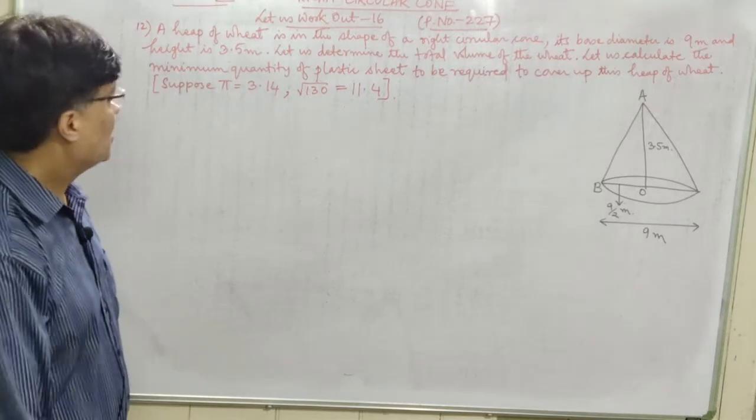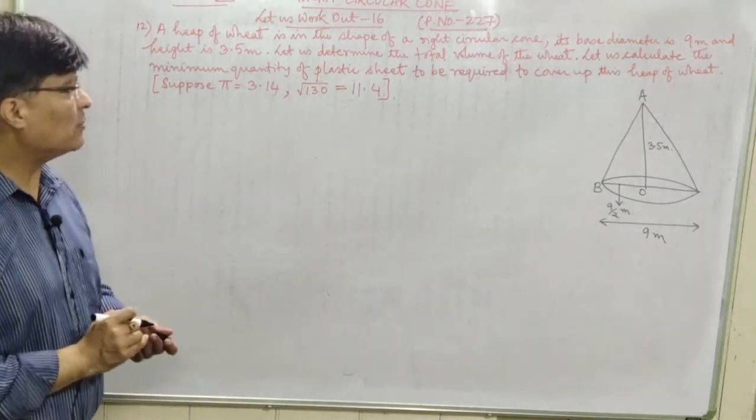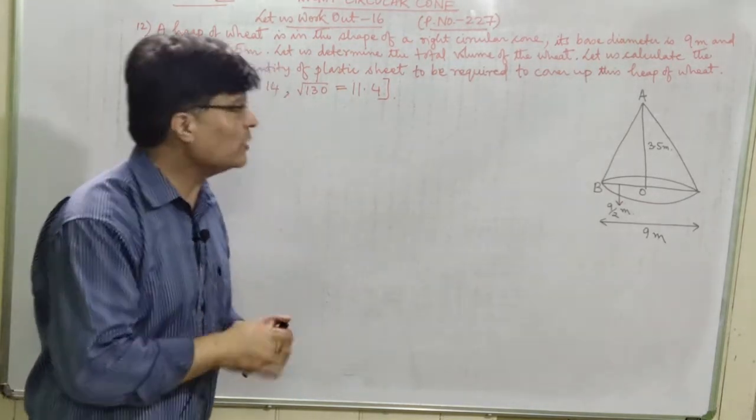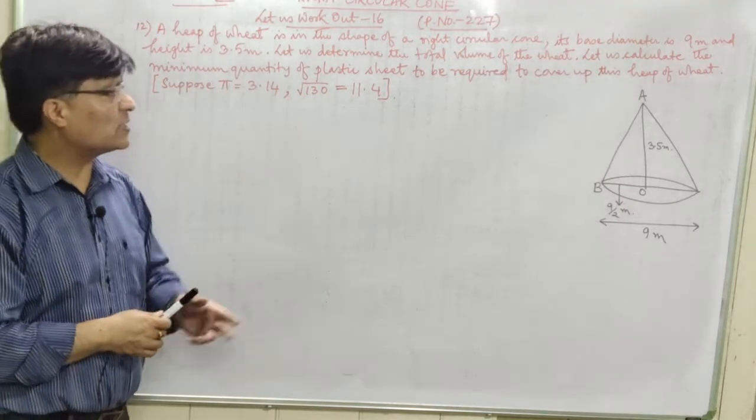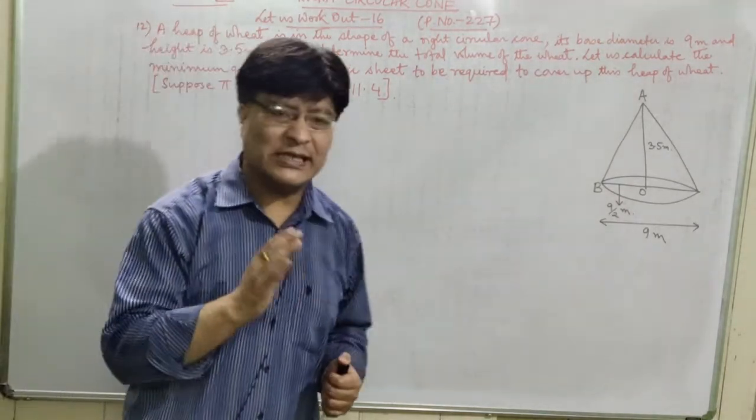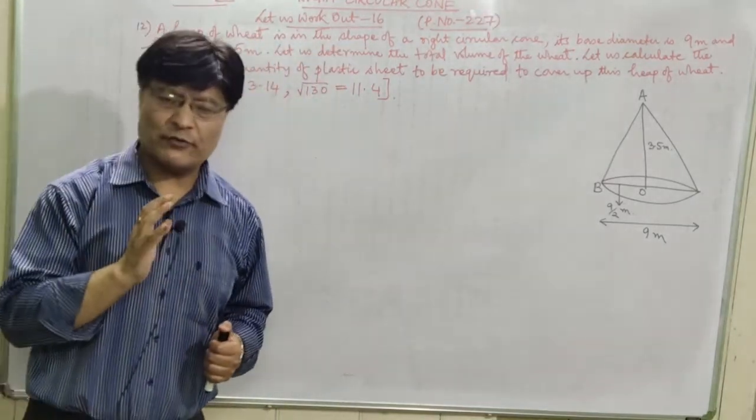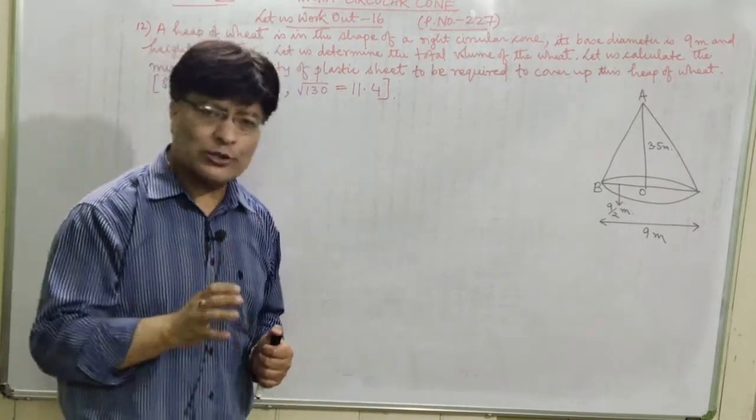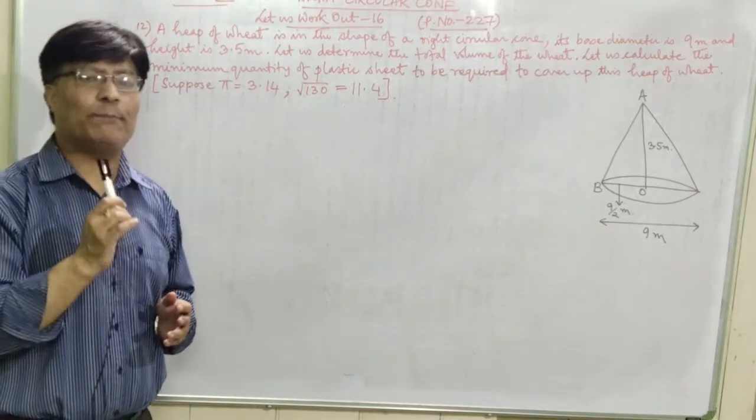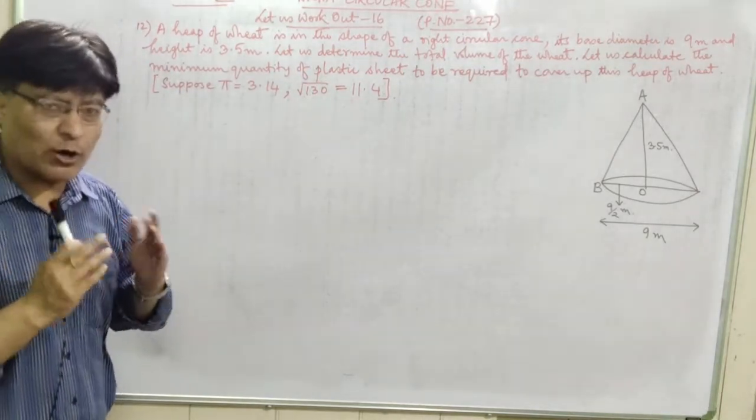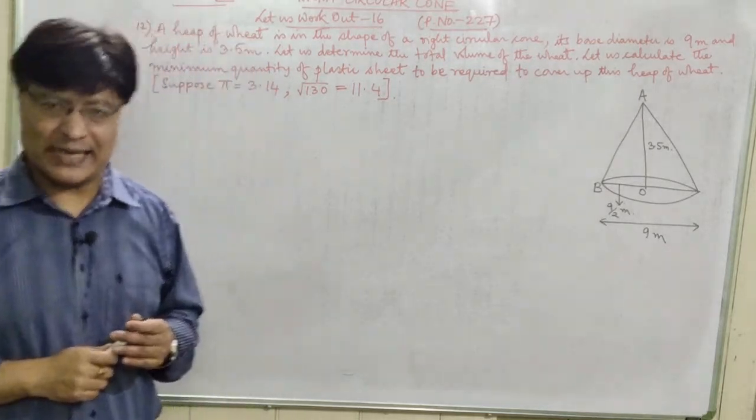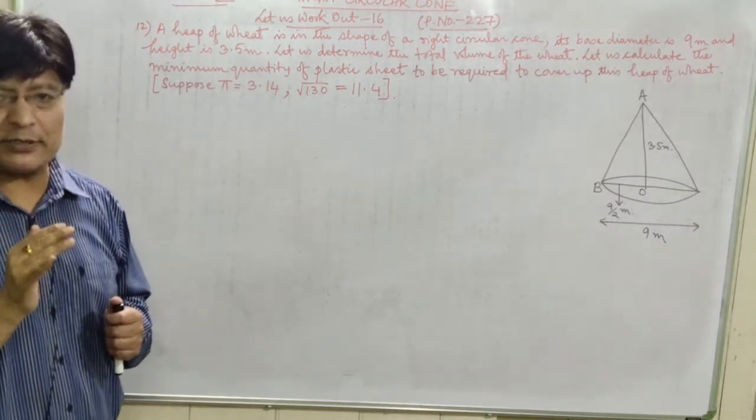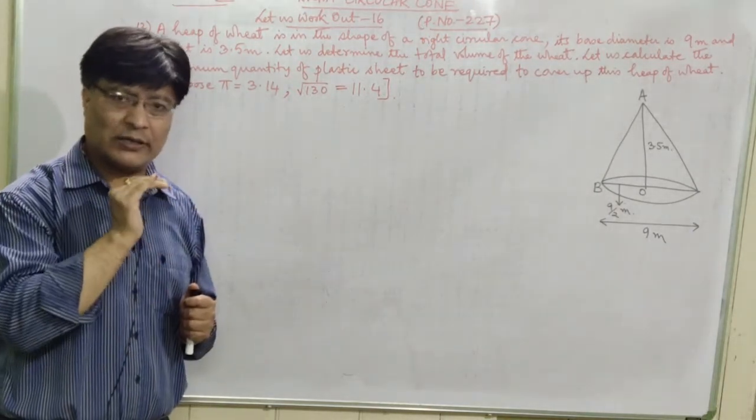So in this case, what is to be determined? You have to determine the total volume of the wheat, and also you have to calculate the minimum quantity of the plastic sheet required to cover up this heap of wheat. So first of all, you have to find out the volume of this heap of wheat, and also the minimum quantity of plastic sheet that is required to cover it. Is that clear? That means you have to find out the curved surface area of the right circular conical heap of wheat.